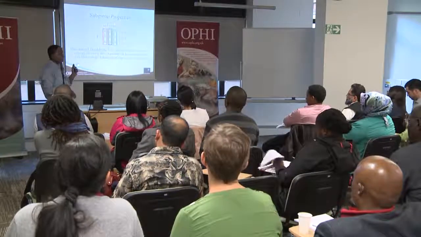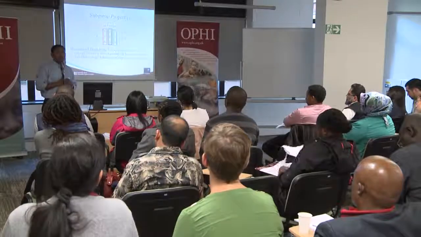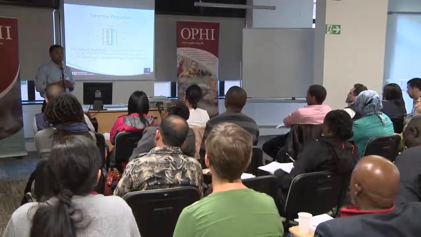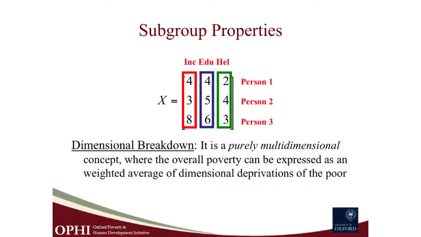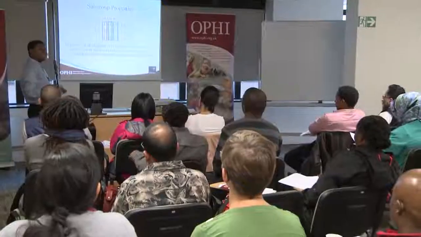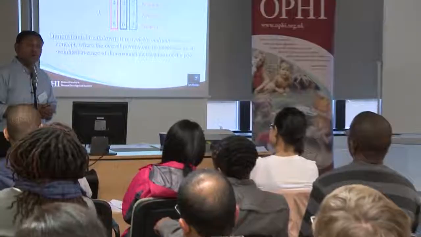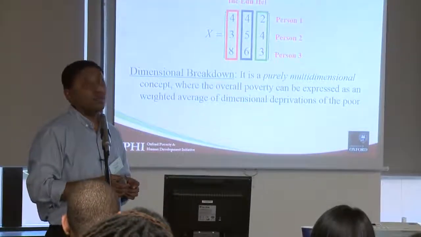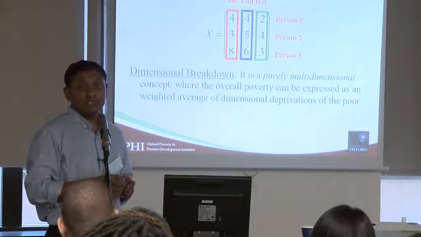Now there is another type of decomposition, which is dimensional decomposition, which was not possible in single dimensional analysis, right? In single dimensional we had only one set of vectors. Here suppose you have three different dimensions: income, education and health. So you have income, you have education and health, and you may want to know what is the contribution of education to overall poverty. Isn't it a valid question?